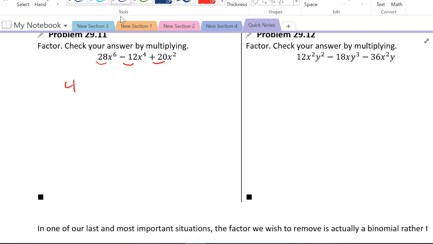Look at the x's now. You have x^6, x^4, and x^2. Take out the smallest power, x^2. There you go.